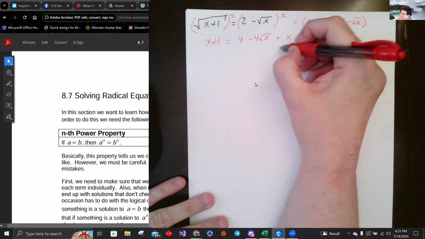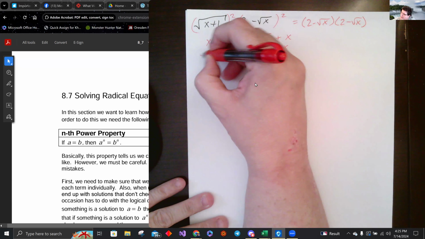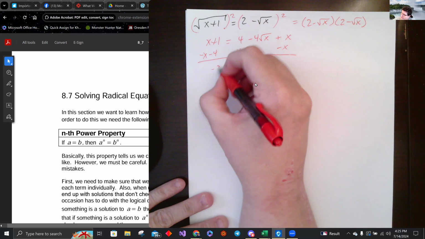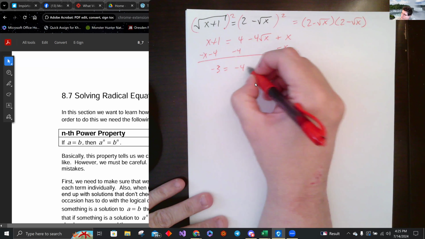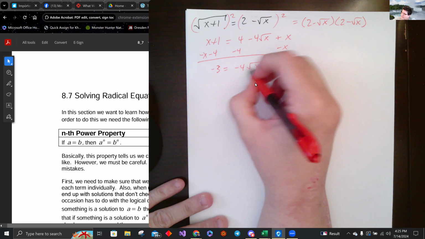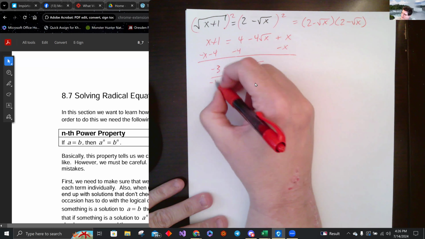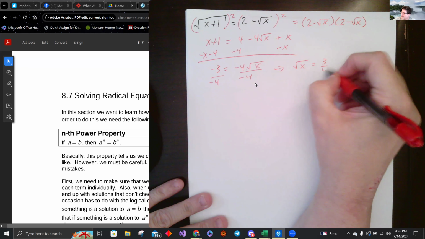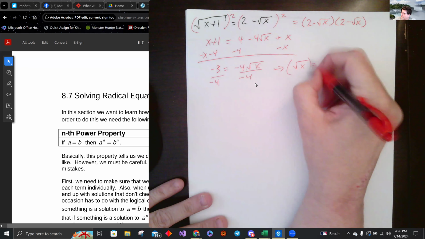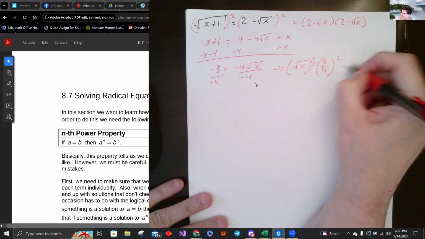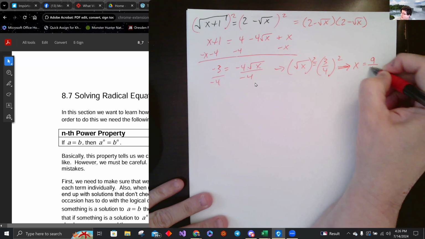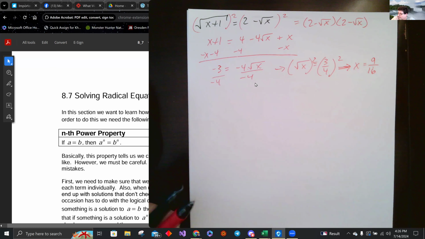Let's clean this up. Let's subtract x and 4 from both sides. And if I do, I've got negative 3 equals negative 4 square root of x. We'll divide by negative 4, and I get square root of x equals 3/4. We square both sides and we get x equals 9/16. All right, let's do our check.